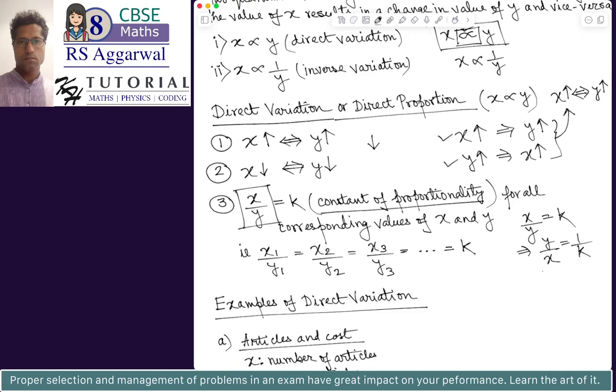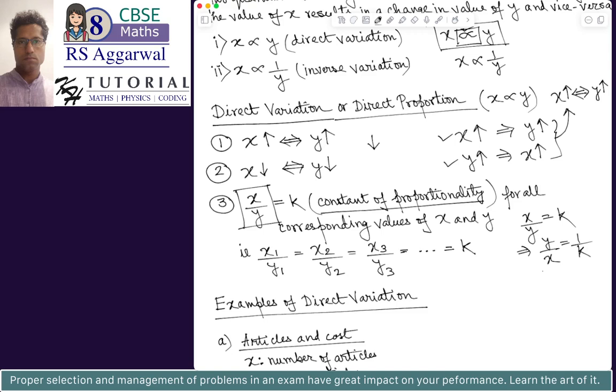So it does not really specifically say that the ratio x by y will be a constant. The ratio y by x will also be a constant. That is, the ratio of the two quantities x and y will be a constant. Now, whether you consider it as x by y or y by x, it does not matter. So x1 by y1, x2 by y2, they will all be the same constant value. Similarly, y1 by x1 and y2 by x2 and y3 by x3, they will all have the same constant value.